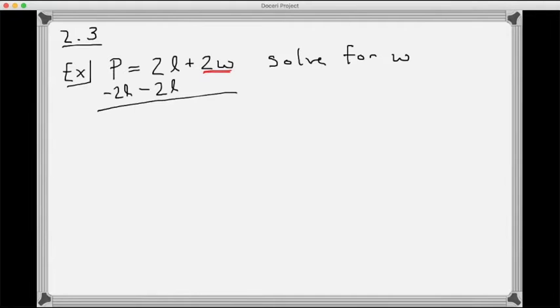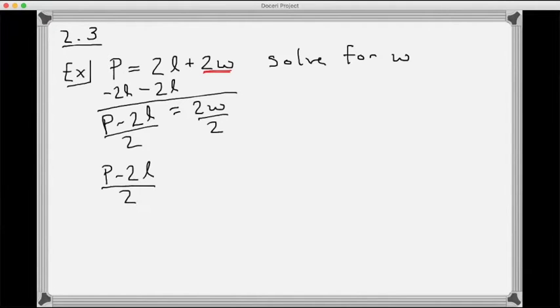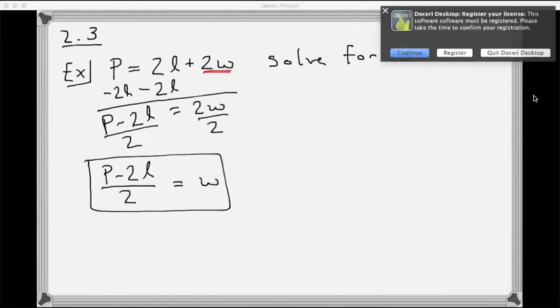Now remember, when you're adding variables, you can only add those that have like terms. So we get P minus 2L is equal to 2W. And now to finish this problem up and get W by itself, we're going to divide by 2 on both sides. And that's going to give us P minus 2L over 2 is equal to W. And that'll be our final answer. All right, let's do another one.